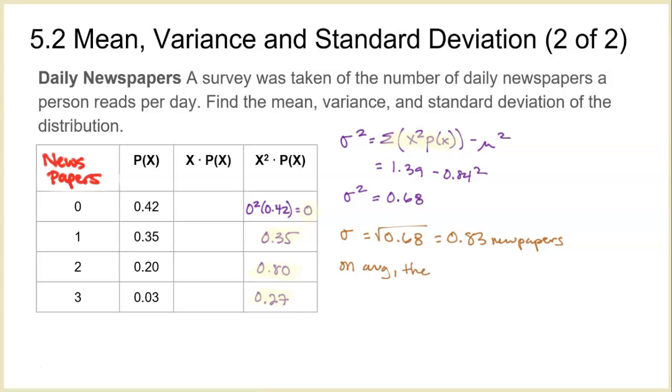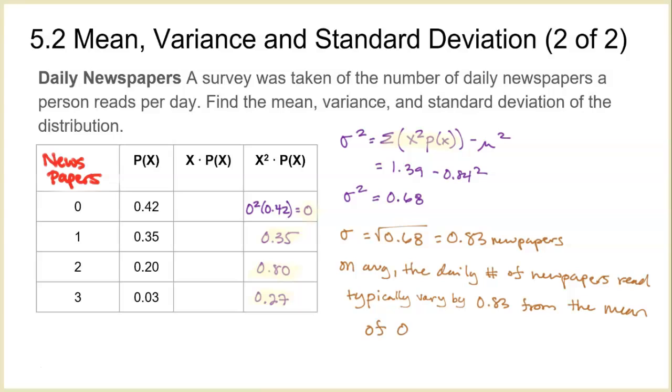And then when we interpret that result, again, it's the measure of spread. So when we look at raw data for many of the surveys collected, then the typical spread from each one of these values for the newspapers compared to the average value of newspapers is about 0.83. So on average, the daily number of newspapers read typically vary by about 0.83 from the mean of 0.84. So it just tells us the distance that a certain value on average is from the mean value. In this case, it's about newspapers.